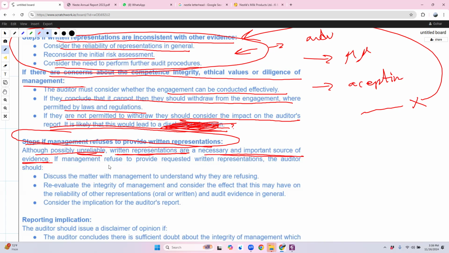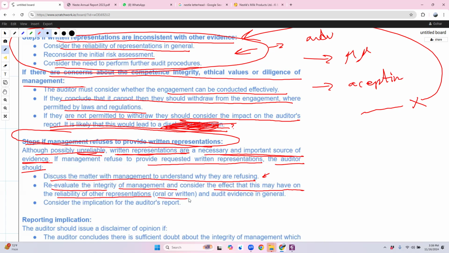If management refuses to provide requested written representations, the auditor should discuss the matter with the management to understand why they are refusing. First, you discuss it with the management to gain an understanding from them, like why don't they want to do it? Then re-evaluate the integrity of the management and consider the effect this may have on the reliability of other representations, oral or written, and audit evidence gathered in general.